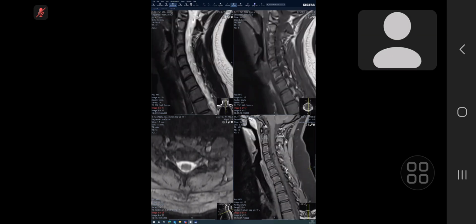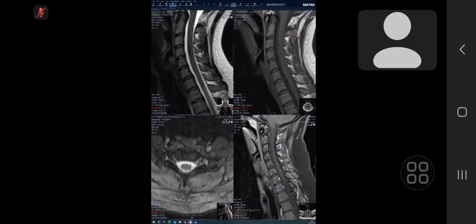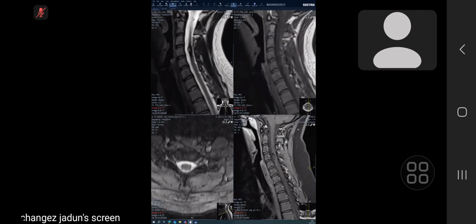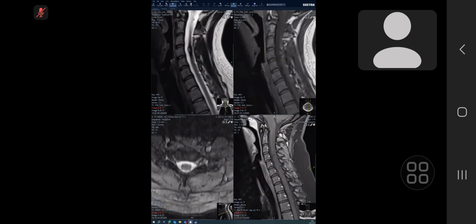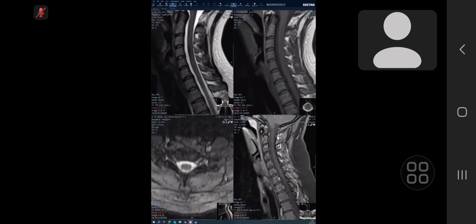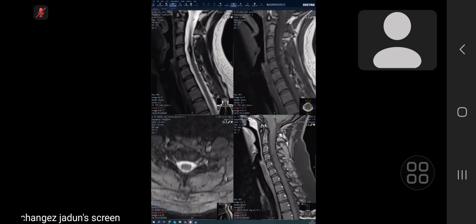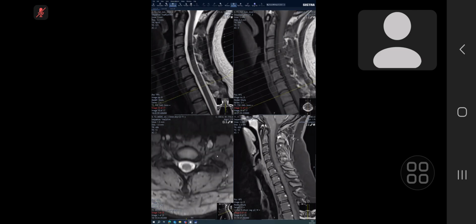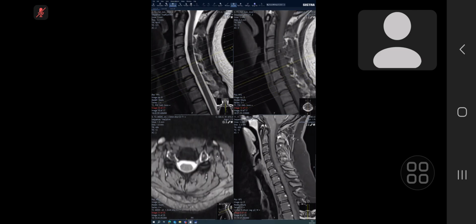Okay, so on the contrast images, I think there's a mild enhancement within the lesion. So the lesion seems to be extramedullary intradural in location to me, seeing the axial images, and seems to be displacing the cord towards the right side.